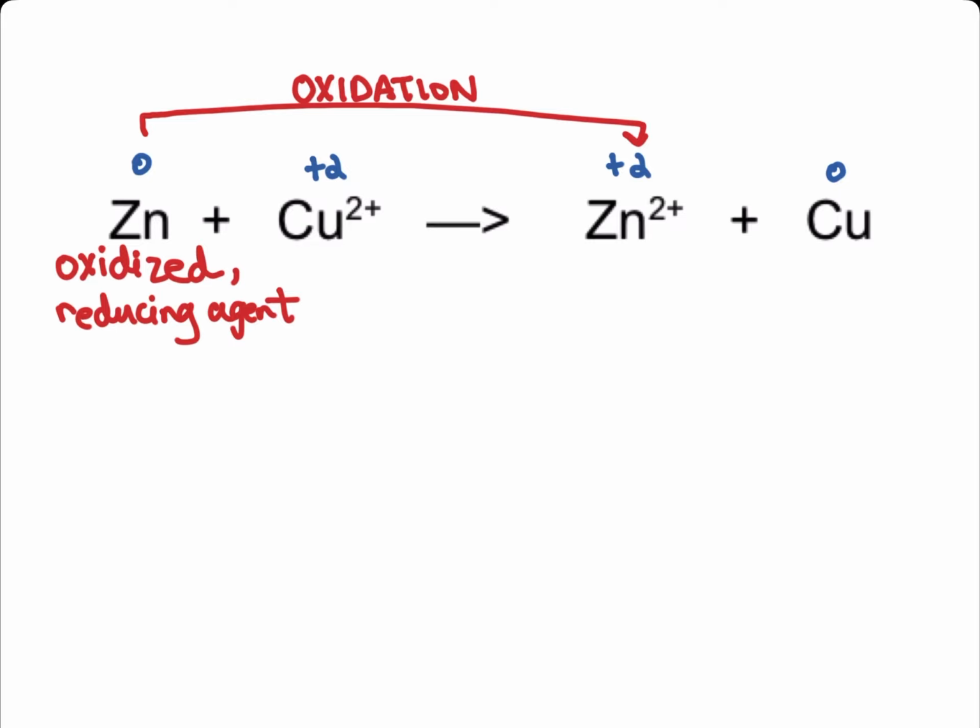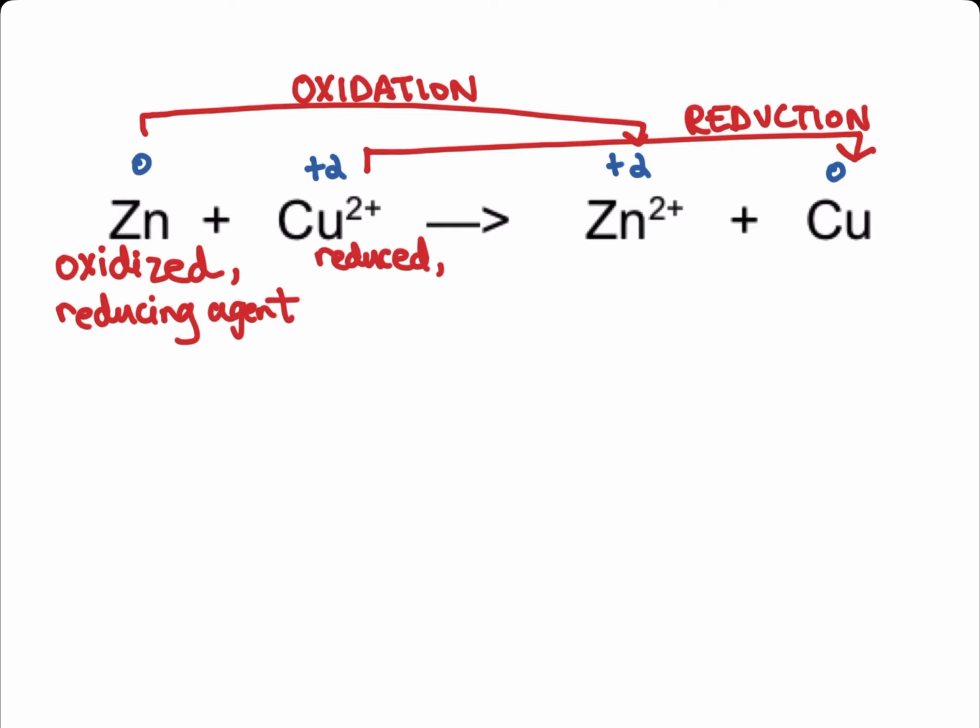Let's take a look at copper 2+. Copper goes from 2+ to 0. That means it gains electrons, and this is called reduction. So copper 2+ is being reduced, with an ED, and this is allowing zinc to be oxidized. So it is also called the oxidizing agent.